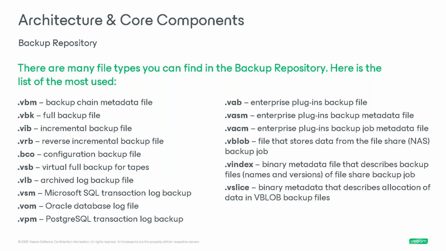There are various log backup formats and plugin file formats, as well as for the unstructured data backup. There's the vblob that stores data about the file share job, the vindex, which is kind of like metadata about the files and versions, and the vslice, which is also a metadata file that describes the allocation of data in the vblob. So those may or may not be relevant, but couldn't hurt to know.